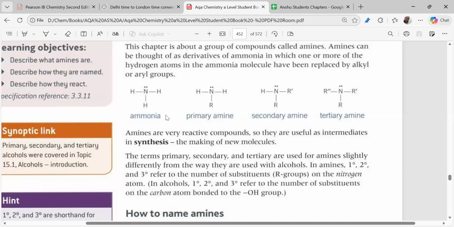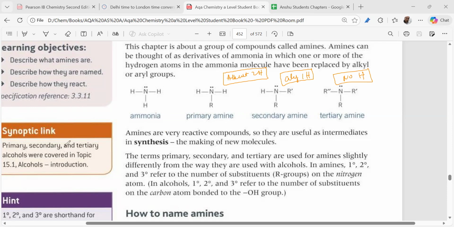So amines: a primary amine will have at least two hydrogens. A secondary amine will have only one hydrogen. A tertiary amine will have no hydrogens, right? This is something we have to know. Now, come to the part we have to know: when we talk about amines, how to name an amine.